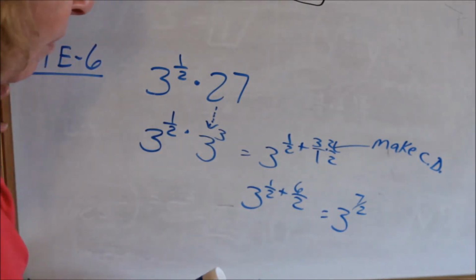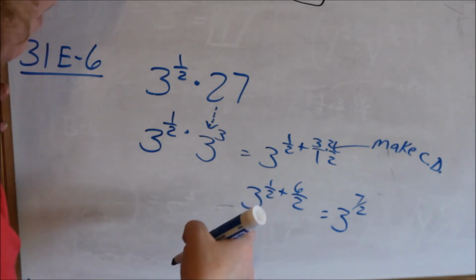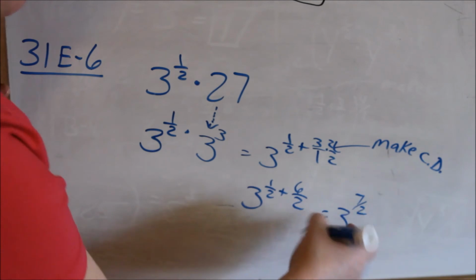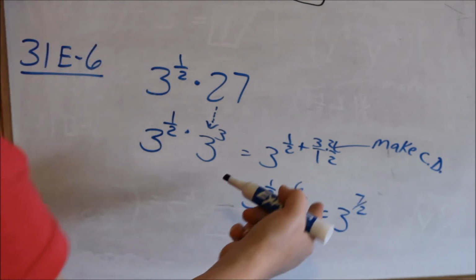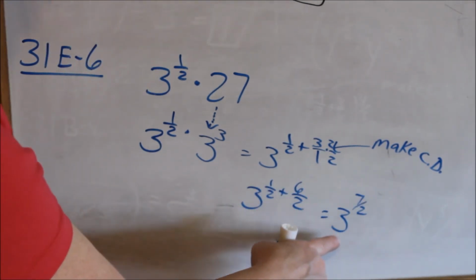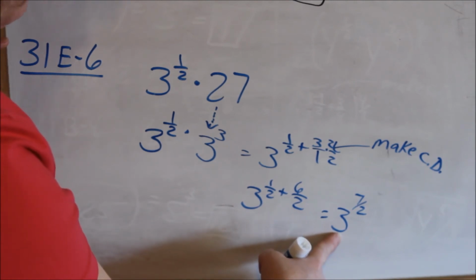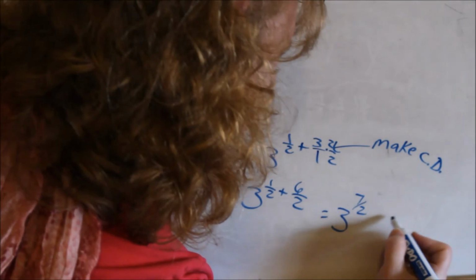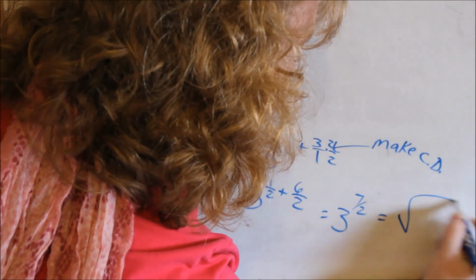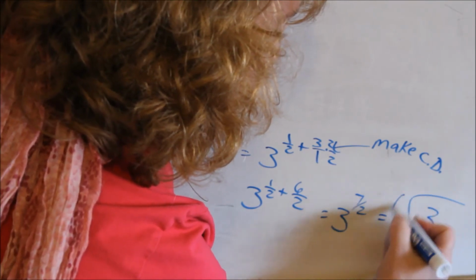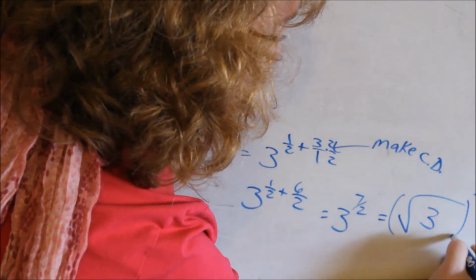Leave it as an improper fraction. Do not change your exponents to a mixed number. And we can't reduce 7/2, so we leave it just like that. And only when you can change it into another number do you put it into a radical form. Because this is the same thing as, your denominator tells you what root. So I'm taking the square root of 3 raised to the 7th power.